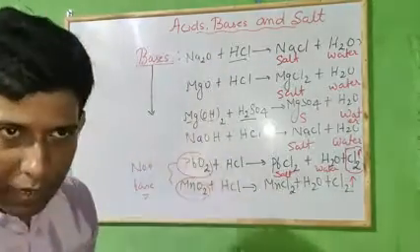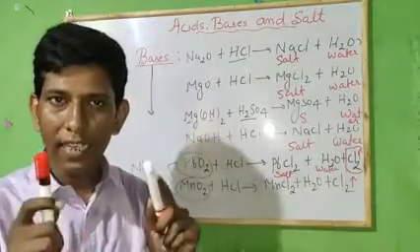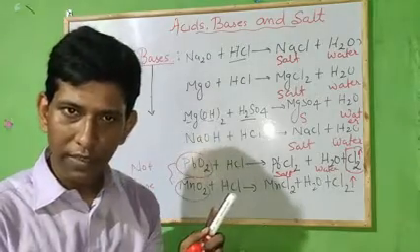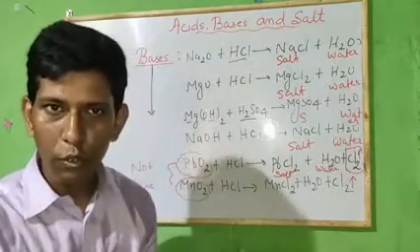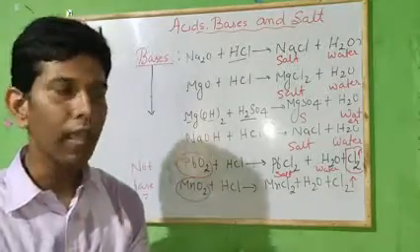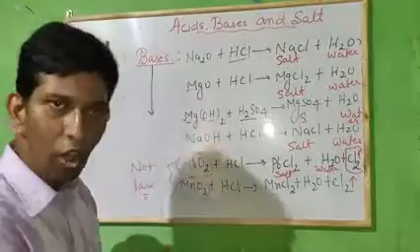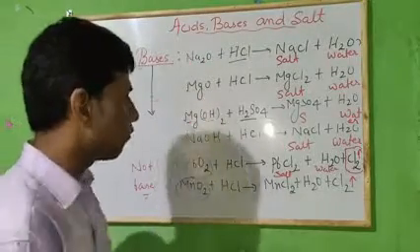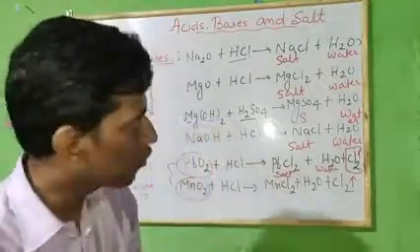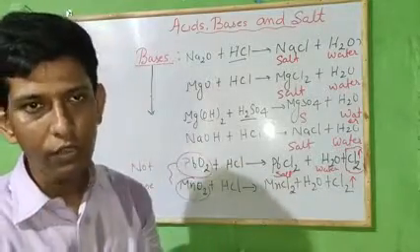So if we combine all the definitions of bases, we can explain that bases are chemical substances which have a bitter taste, soapy touch, turn red litmus to blue, furnish hydroxide ion in their aqueous solution, and they are generally the oxide of metal or hydroxide of metal. When they react with acid, there will be formation of only salt and water. This is the complete definition of bases.